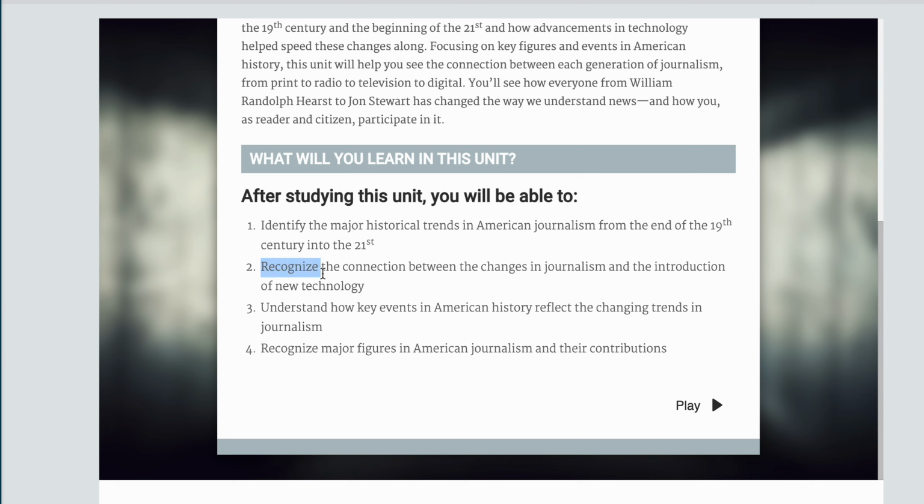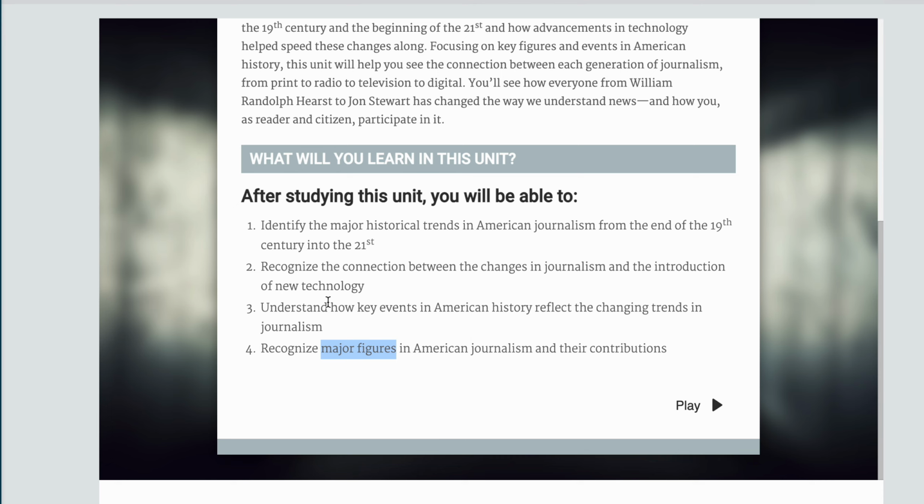Then number 2, you need to recognize the connection between the changes in journalism and the introduction of new technology, how it started and what happened because of the technology. Number 3, you need to understand the key events in American history that reflect the changes that happened in journalism. Finally, you need to recognize major figures, famous journalists that affected American journalism and their contributions to American journalism during that period of time.